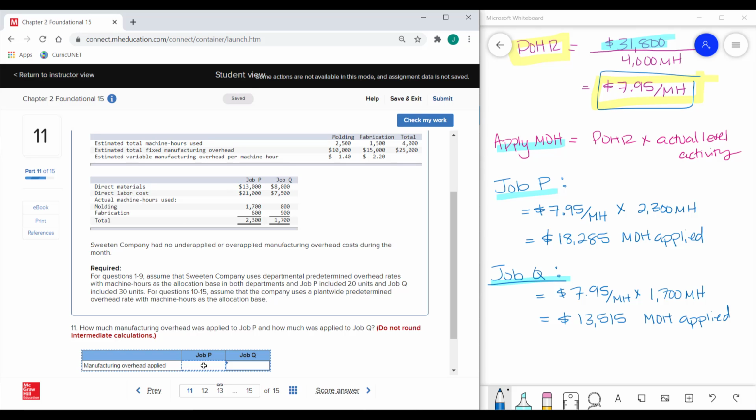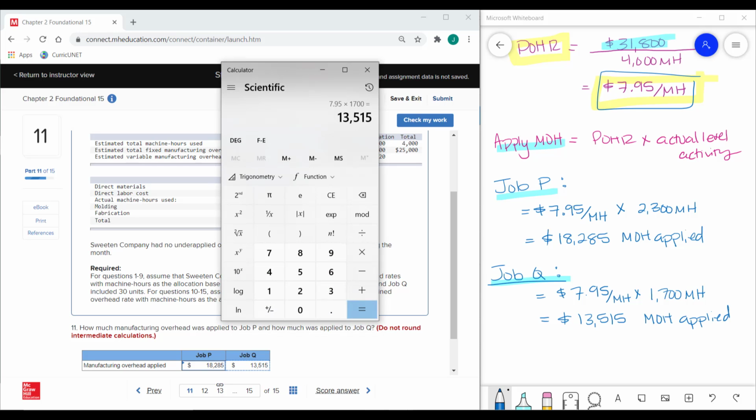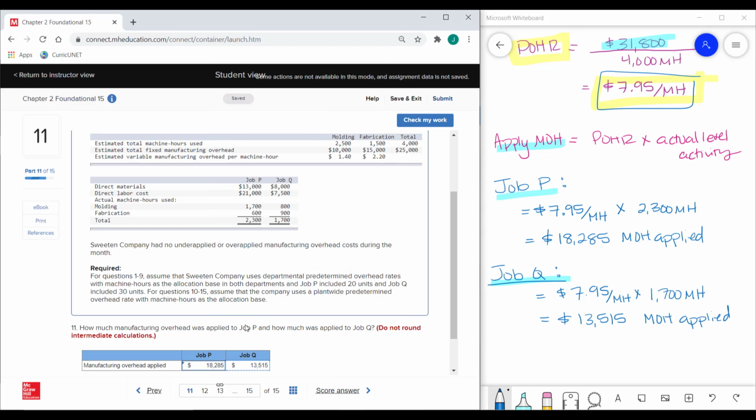So let's add these numbers in. There's $18,285 of overhead applied to job P, and then $13,515 of overhead applied to job Q. And just for illustration's sake, I'm going to take that $13,515 and add that to the overhead applied to job P of $18,285. When we add those two together, we get the $31,800 of overall estimated overhead to be incurred for the entire company. So all we've done once again is take that overall overhead that we estimate the entire company will incur, and we broke it up between the two jobs that work was done on for the period.